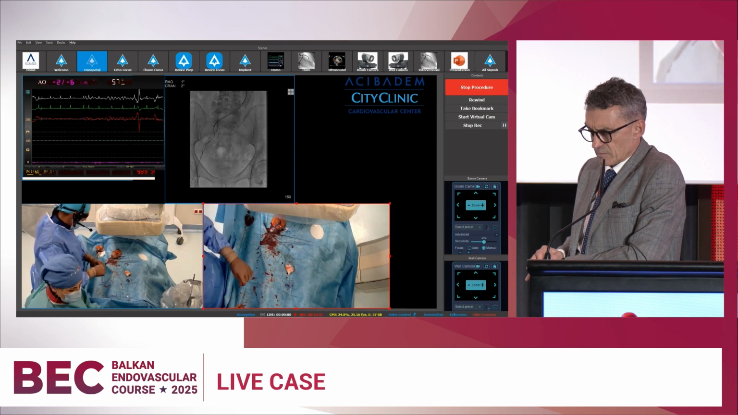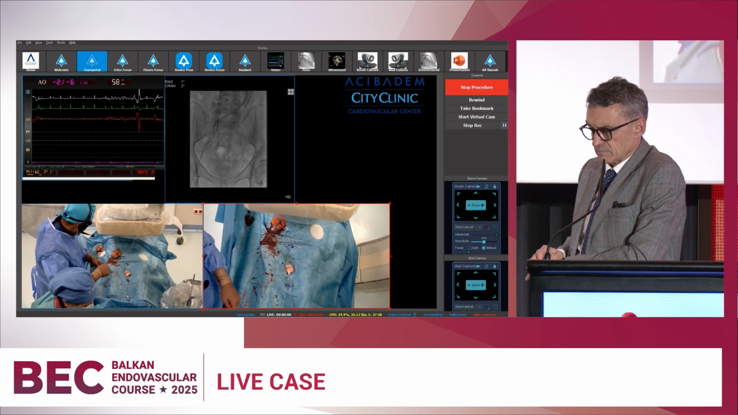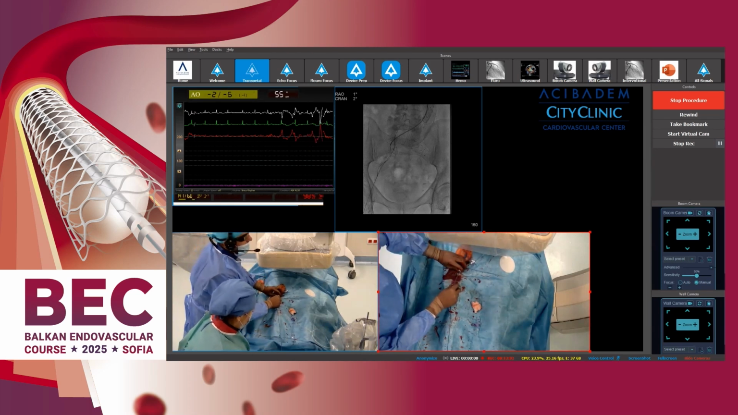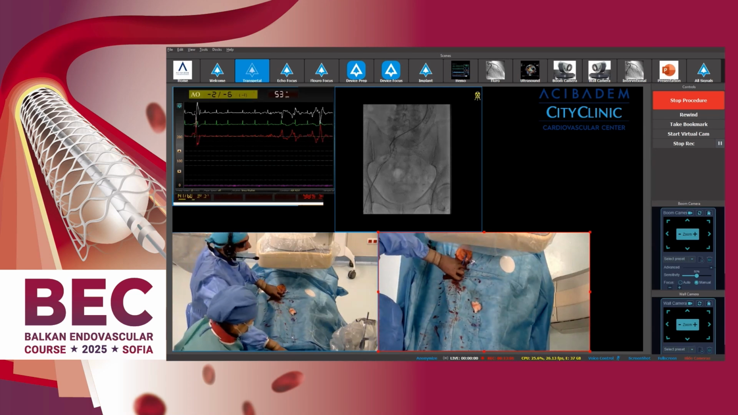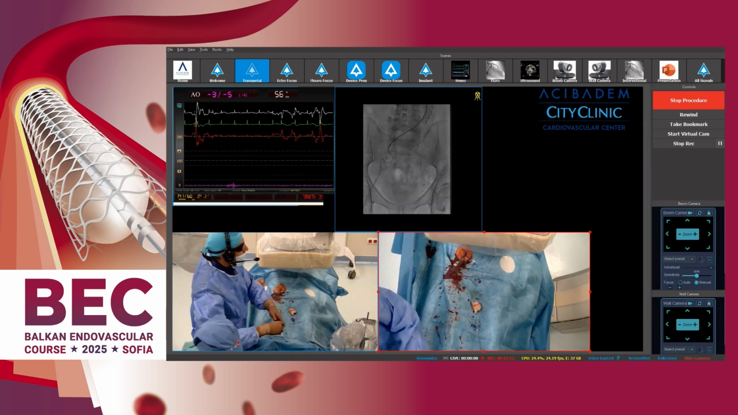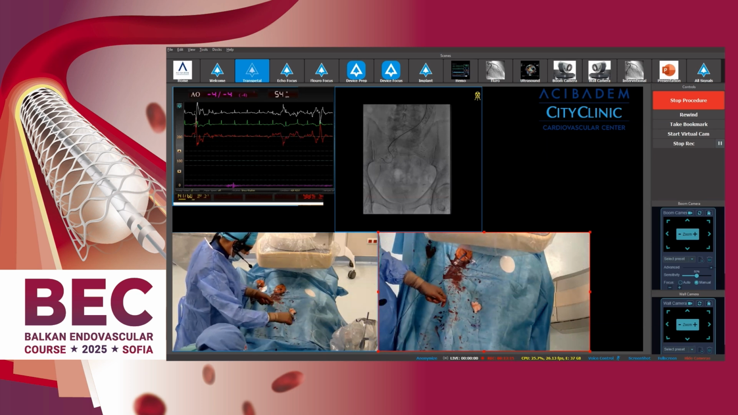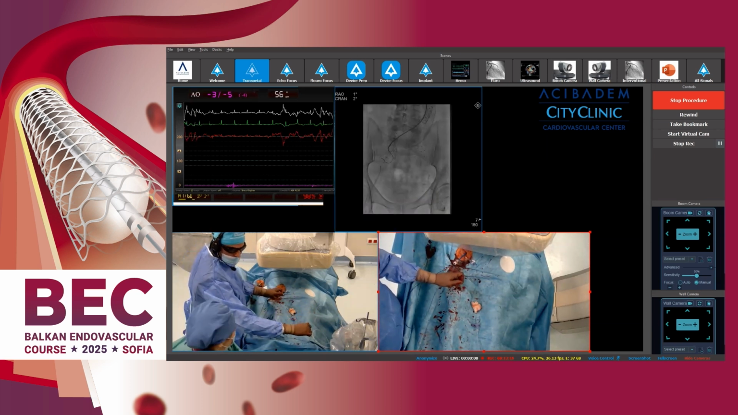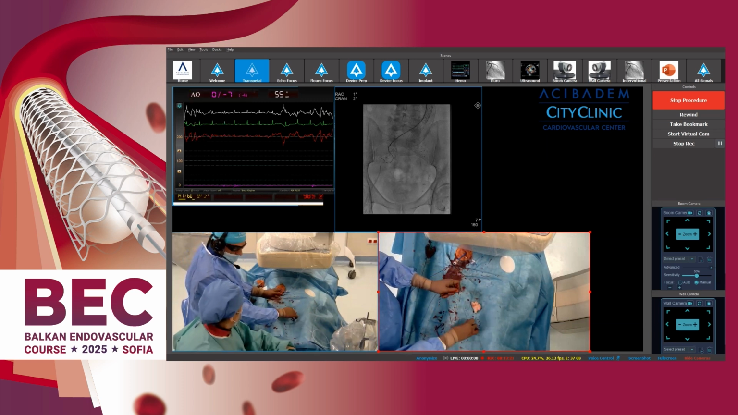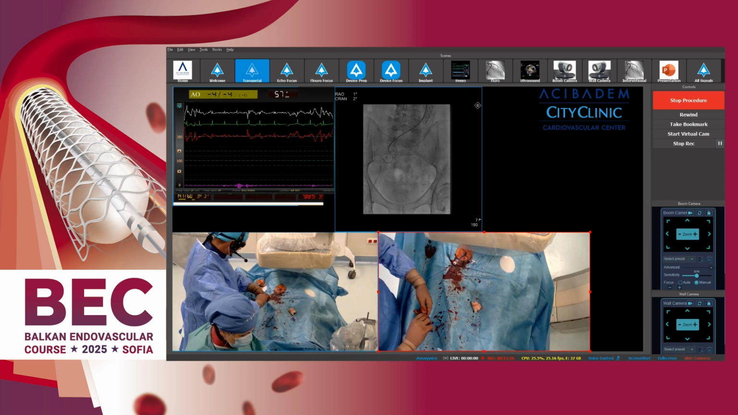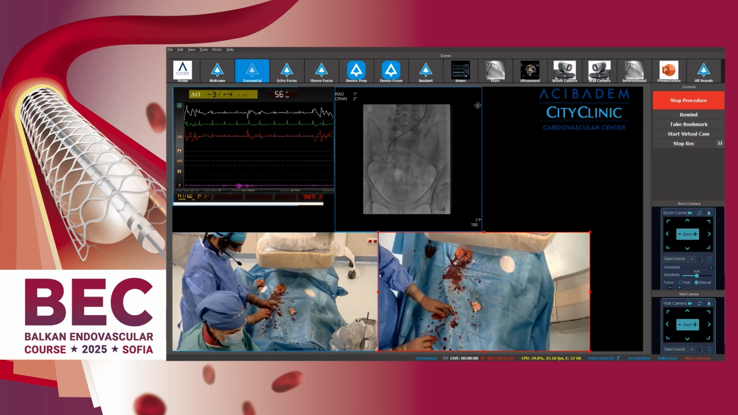I'm inside the artery, and now I put the catheter. Yes, and after that with the lasso, I try to take the wire from the brachial approach. Okay. Any comments? Lasso.